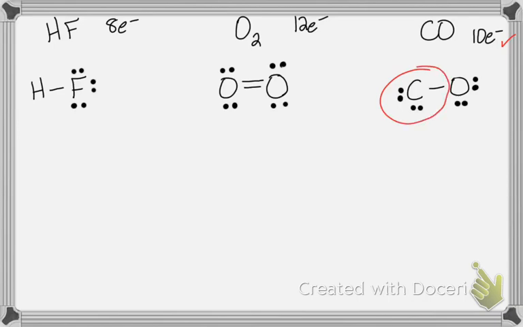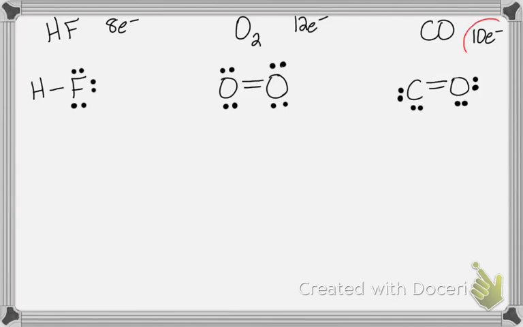Does carbon have an octet? Carbon only has 6. What about oxygen? It only has 6. So that's not correct. We can only use 10 electrons, and both have to have an octet. So the next thing we do is add another bond here. Now carbon has an octet. Do you see the octet? Oxygen has an octet. So the octets are fine.